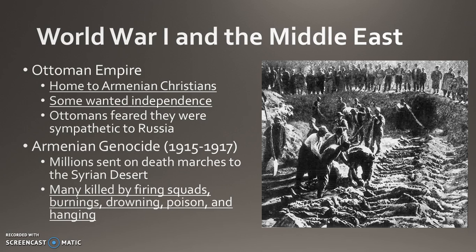So in 1915, the Ottoman government began what is known as the Armenian Genocide or the Armenian Massacre. Millions of Armenians were sent on death marches to the Syrian desert. A lot of them were killed by firing squads. They were burned alive. They were drowned, poisoned, or even hung by the government. And this was in an effort to exterminate all of the Armenian Christians who were living in the Ottoman Empire.